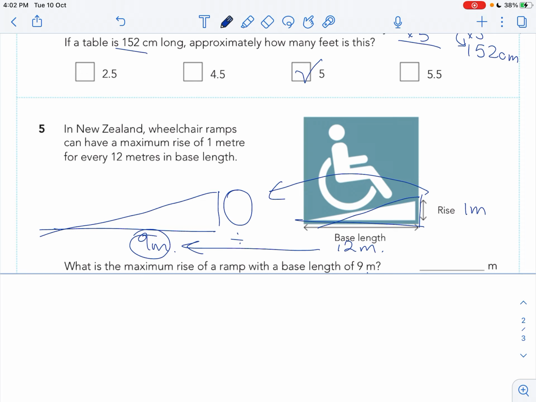So 12 divided by 9 is 1.3333. So that's 1.333. Okay, so that's what you divide 1 by. So 1 divided by 1.333333 equals 3/4, which is 0.75 metres. Makes sense. The 9 metres is smaller than the 12 metres. This one here is going to be smaller than the 1 metre.